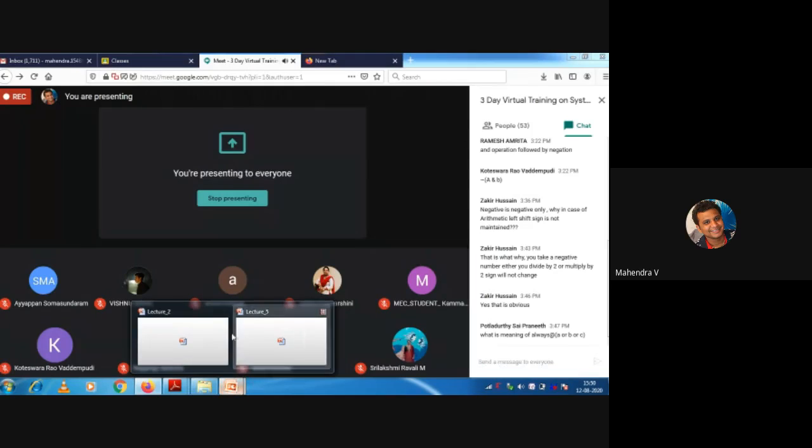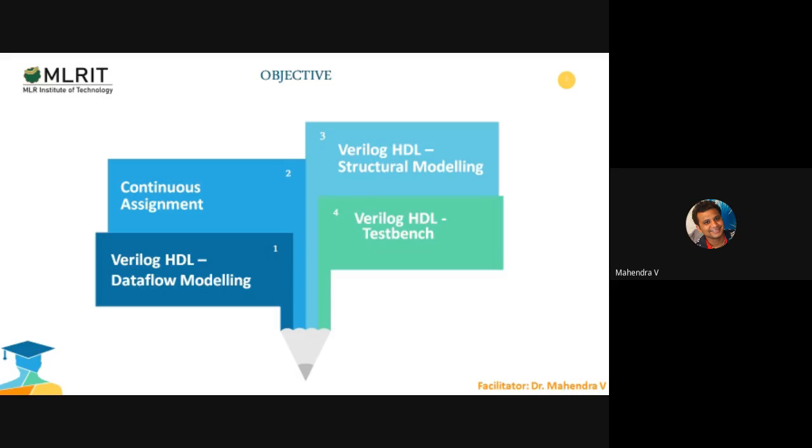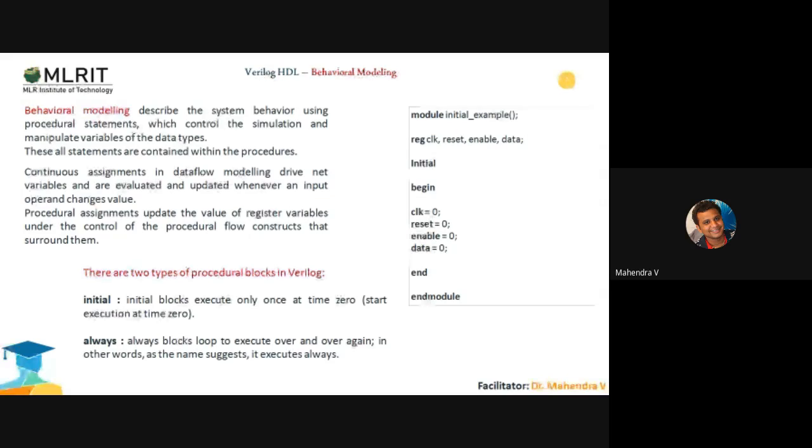Now let us kick start with the next concept, that is behavioral modeling. Behavioral modeling describes the system behavior using procedural statements which control the simulation and manipulate the variables of the data types. With the help of behavioral modeling and procedural statements, we control and manipulate the variables of different data types.